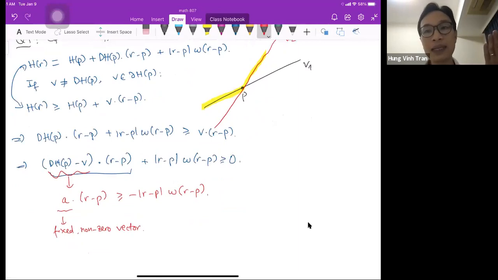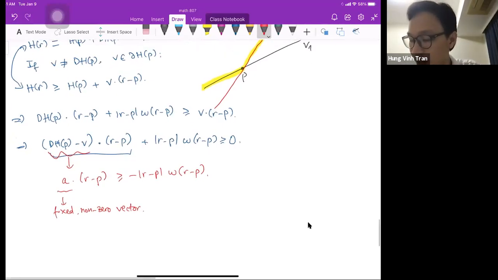So the left-hand side has linear growth. The right-hand side vanishes as r goes to p, vanishes quicker than linear growth. So you can just simply choose r minus p to be s times minus the vector a or something like that, right?